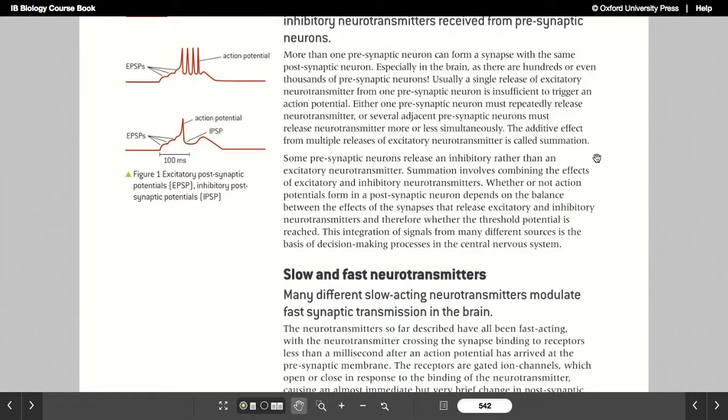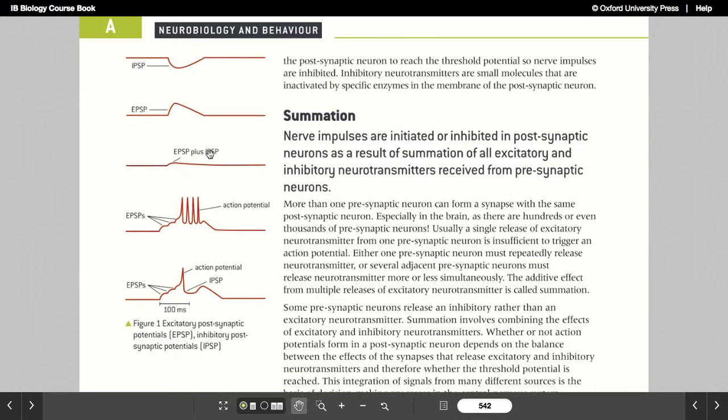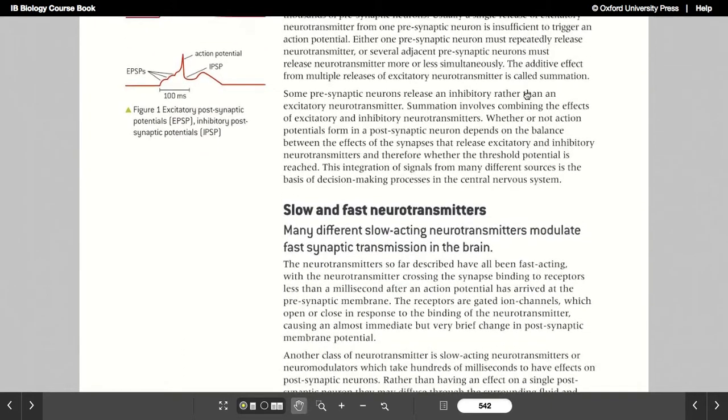Anything else I want to talk about? No, you guys should just be familiar with this idea. And if you see EPSPs or IPSPs in an image that looks like this, you should just be able to know what's going on.